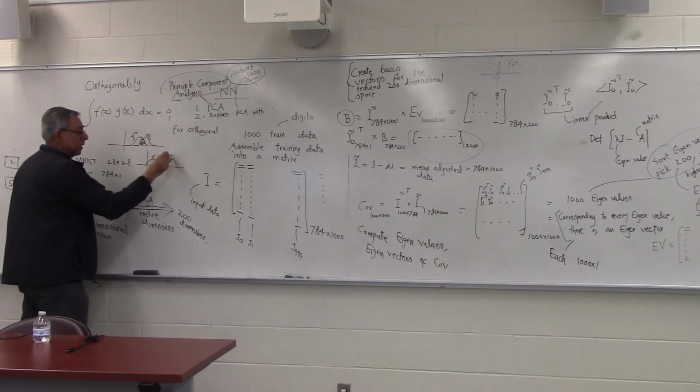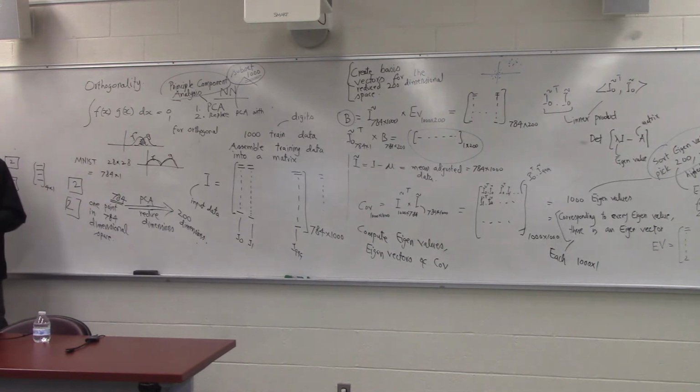On the other hand, what if I have some function like this, another function like this. So this is f, this is g. So g is this, f is this. Are they orthogonal to each other? Yes, right? So that's for continuous functions.